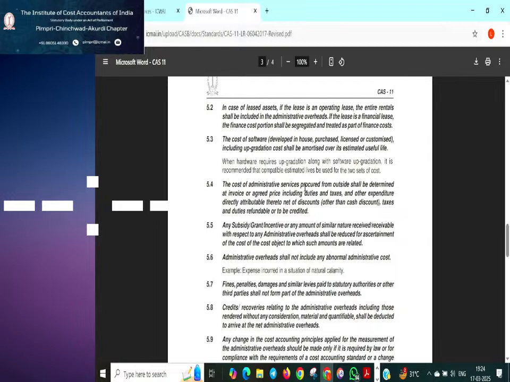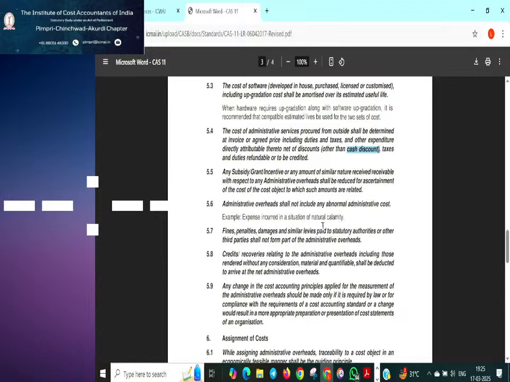The cost of administrative services procured from outside, always when you go for an outside purchase, you will go with invoice or agreed price including duties, taxes and other things, adjusted for net of discounts other than cash discount. Taxes and duties refundable or to be credited, and any subsidy or grant, that is the same. And if you have any abnormal administrative cost, then that needs to be excluded.